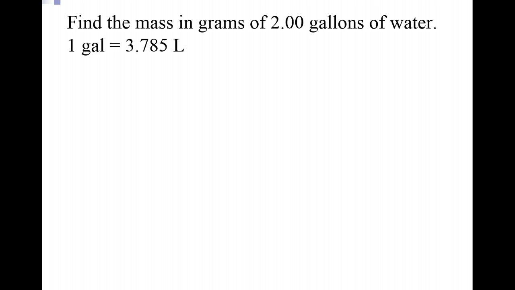Find the mass in grams of 2 gallons of water. In the problem they give us the conversion factor that 1 gallon is 3.785 liters. What I'd like you to notice about this problem is that we have a mass, M, and we have 2 gallons, which is a volume. In class, when we've been talking about mass and volume, it usually is with something involving density. Now notice that is not included in the problem.